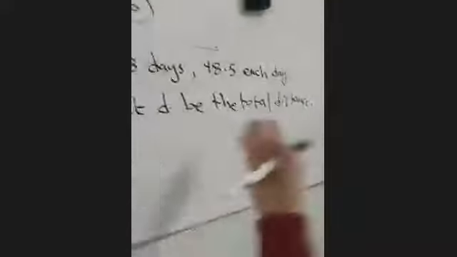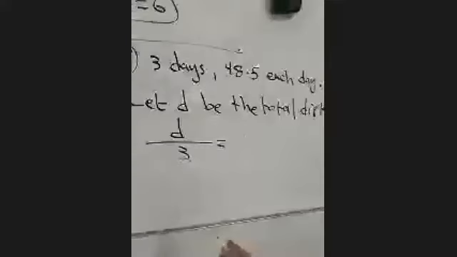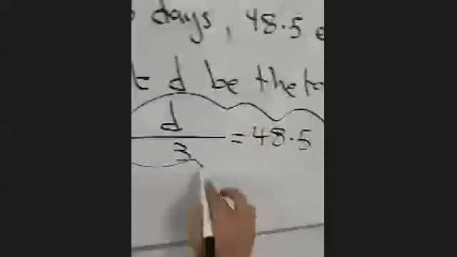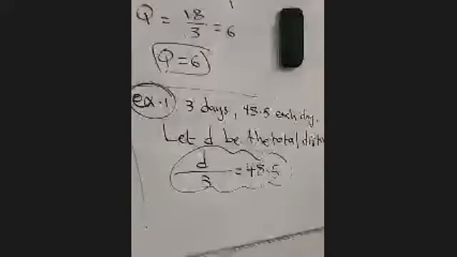What is the total distance? Do we know it? No, it is D. So if we divide the total distance D by the number of the days, which is 3, the answer should be how much each day, right? Excellent. This is our equation: D over 3 equals 48.5. Now I need to solve this equation. Can you tell me how? Okay. We will multiply 3 on both sides.